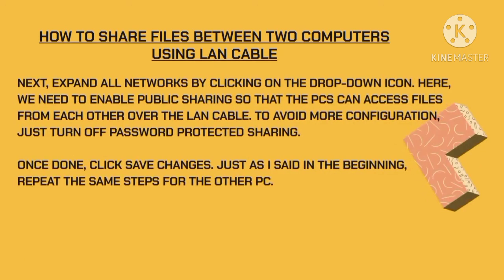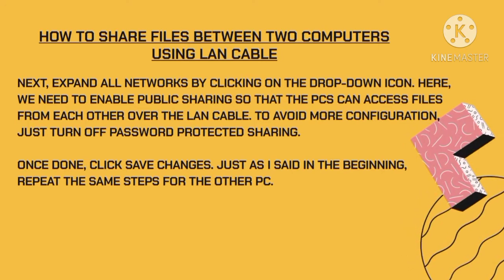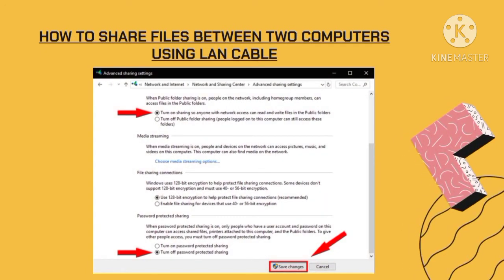Next, expand all networks by clicking on the drop down icon. Here we need to enable public sharing so that the PCs can access files from each other over the LAN cable. To avoid more configuration, just turn off password protected sharing. Once done, click Save Changes. Just as I said in the beginning, repeat the same steps for the other PC. Here you can see the image, then click on the Save Changes option.